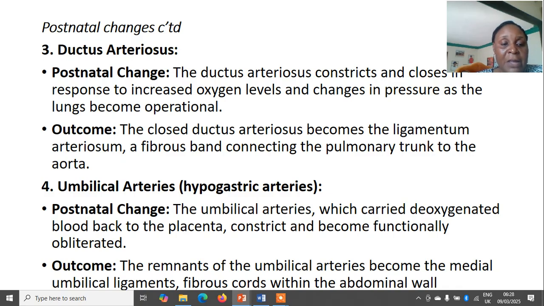Then the umbilical arteries, or the hypogastric arteries, which carried the deoxygenated blood back to the placenta, will also constrict and become functionally obliterated. The remnants of the umbilical arteries become the medial umbilical ligament. These are fibrous cords within the abdominal wall. So these are the remnants of the hypogastric arteries.